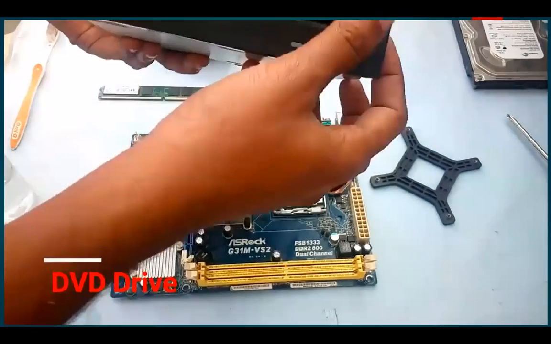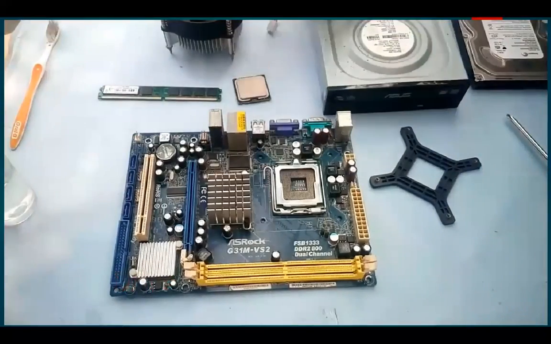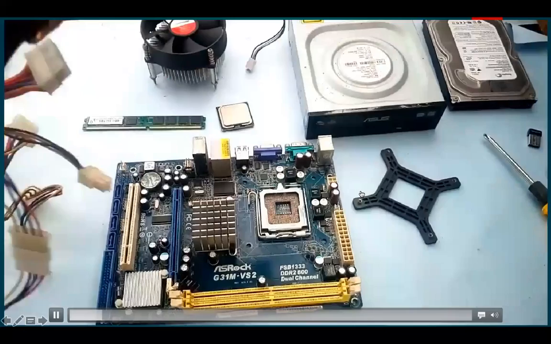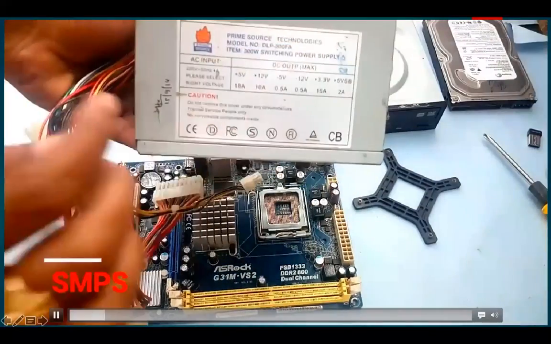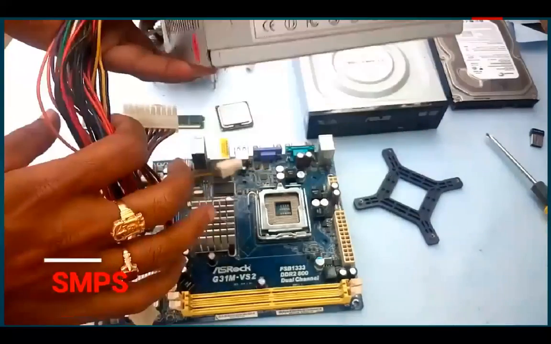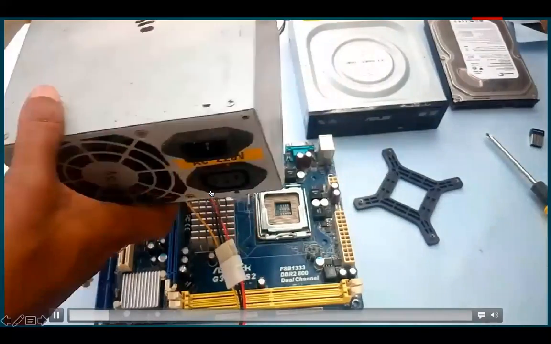This is DVD drive. And this is your power unit. This is where all the power supply is given. Okay, then see how these components are connected.